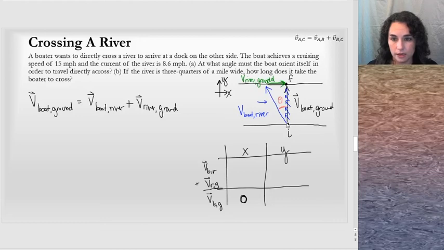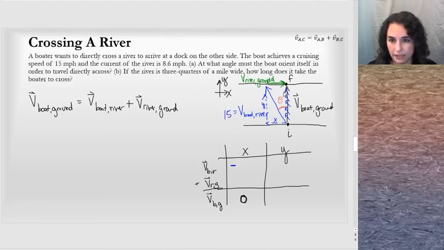Let's divide that, the boat with respect to the river, into two different components. Velocity of the boat with respect to the river, we can have an x component there and a y component there. We can see its x component is a negative value. And when I look at it, its value is 8.6. Nope, 15.